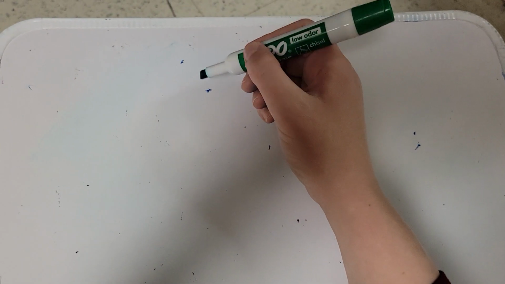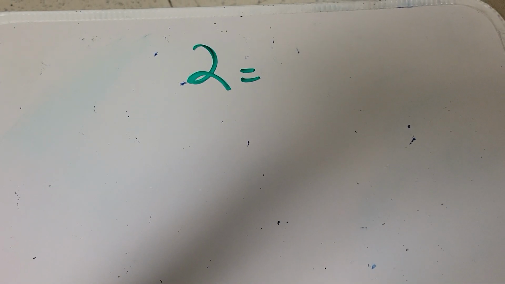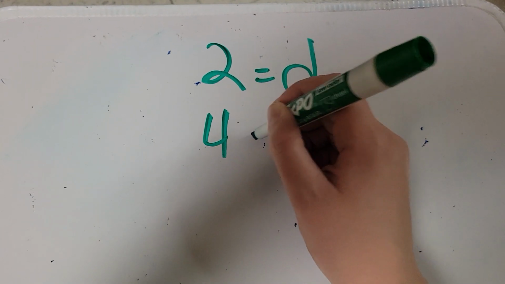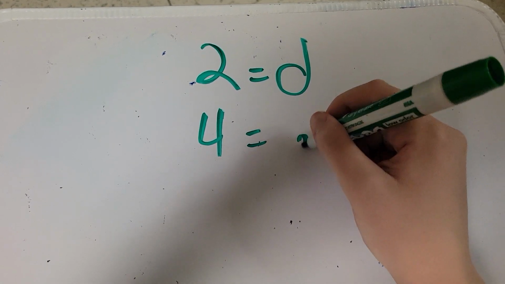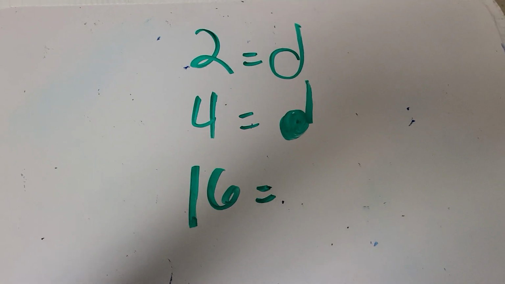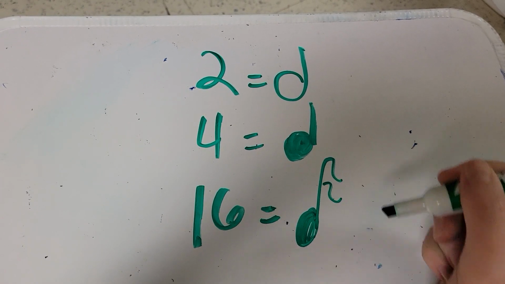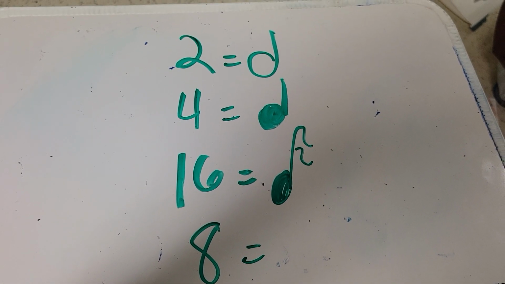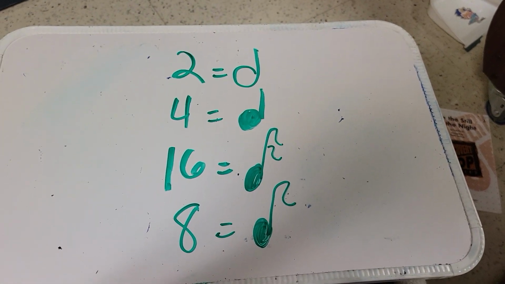If you see a 2 on the bottom, what note is that going to be? Half note. Yes. If you see a 4 on the bottom, what note is that going to be? That would be a quarter note. If you have a 16 on the bottom, what type of note is that going to be? It would be a 16th note. And if you have an 8 on the bottom, it would be an 8th note. All right, you're golden. Go forth and do meters.